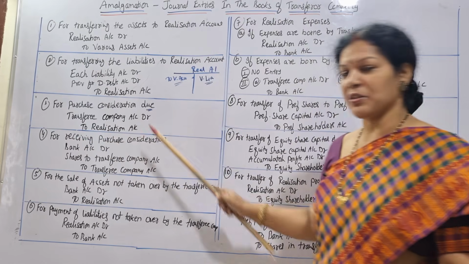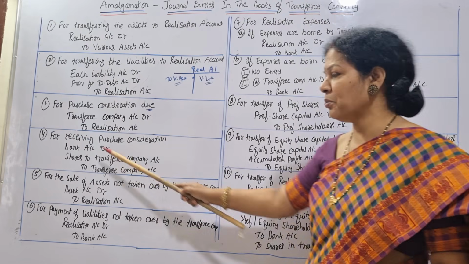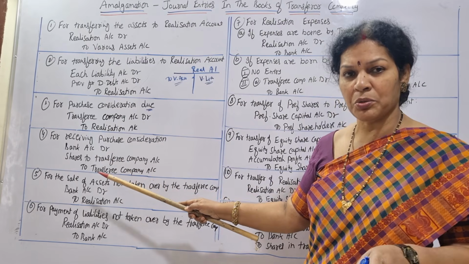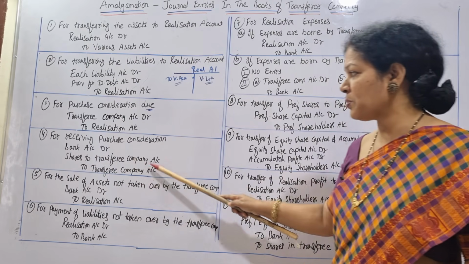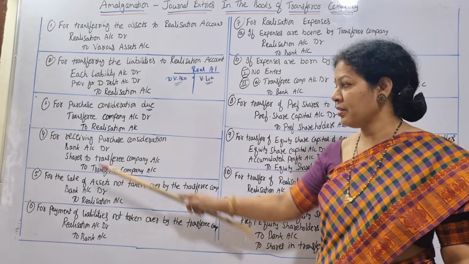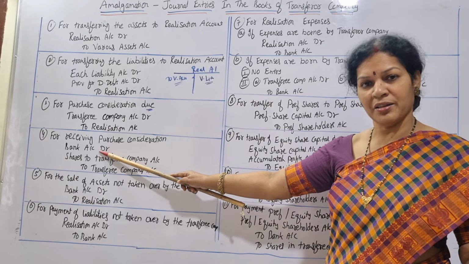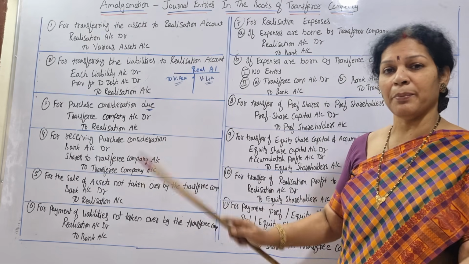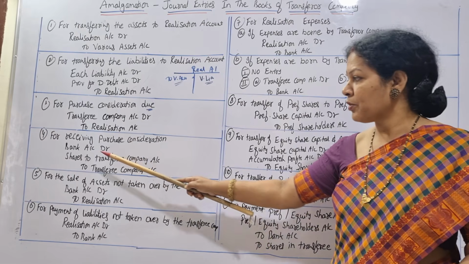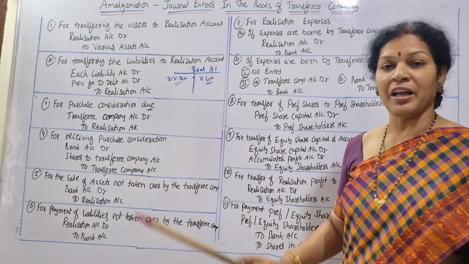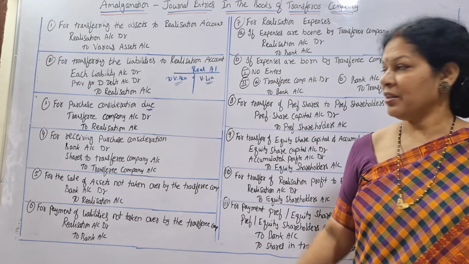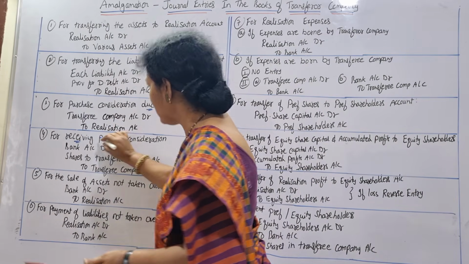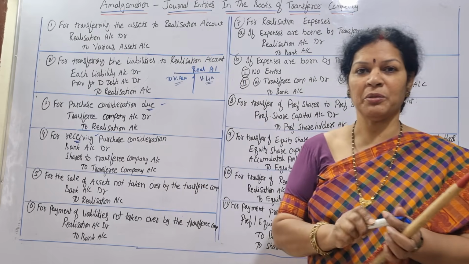Now for receiving purchase consideration, when you are receiving, what do you do? How are you receiving? Through bank, bank account debited. If you are receiving through shares, then shares in transferee company account debited. If you are getting cash or bank, that is debited. If you are getting shares in the transferee company, from the transferee company, no? So shares in transferee company account debited to transferee company account. This is for receiving. That was due. This is receiving. Able to remember?